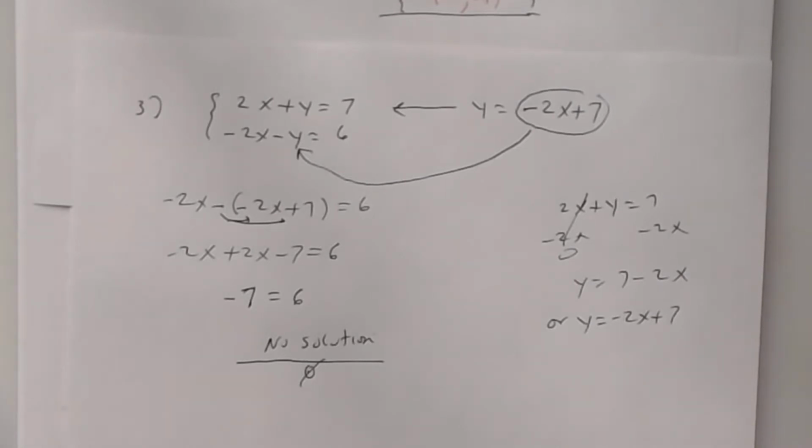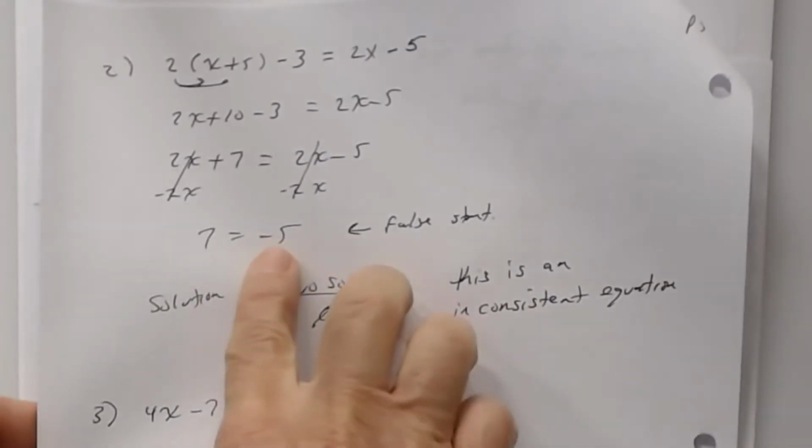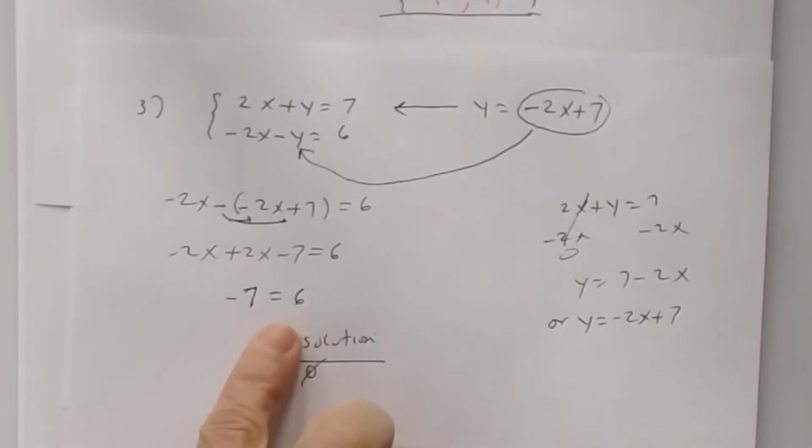So here we solved a linear equation that had no solution. That's what it looked like. And here we have a system. And that's what it looks like. That's a false statement. Negative 7 does not equal 6. So we end up with no solution.